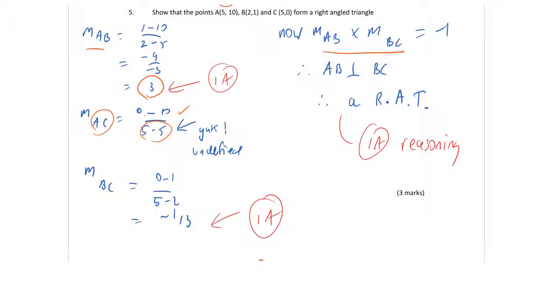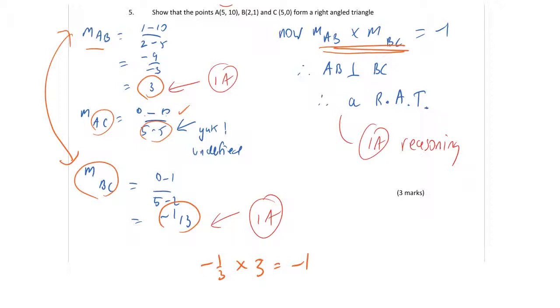As it turns out, when we work out the gradient between B and C, we get -1/3. Now, -1/3 multiplied by 3 is equal to -1, so that when you multiply these two gradients together, you get -1. Whenever you multiply two gradients together and you get -1, this means that the lines are perpendicular to each other. By the way, that little upside down T sign means AB is perpendicular to BC.